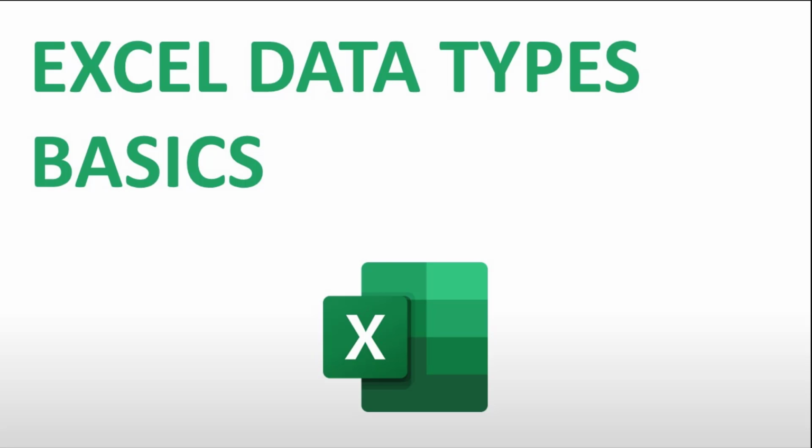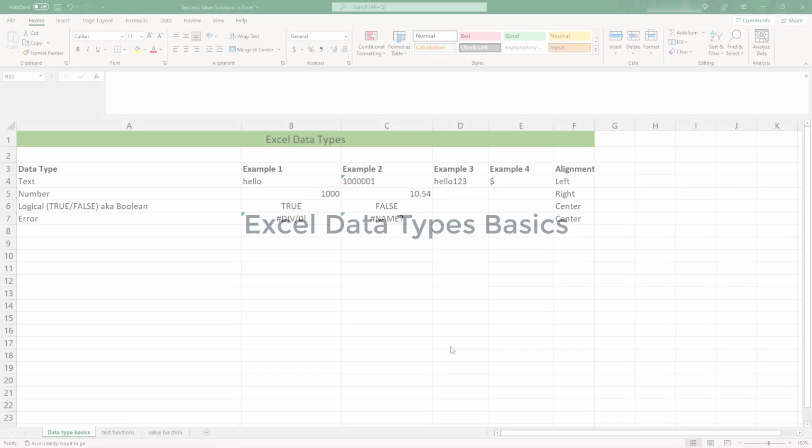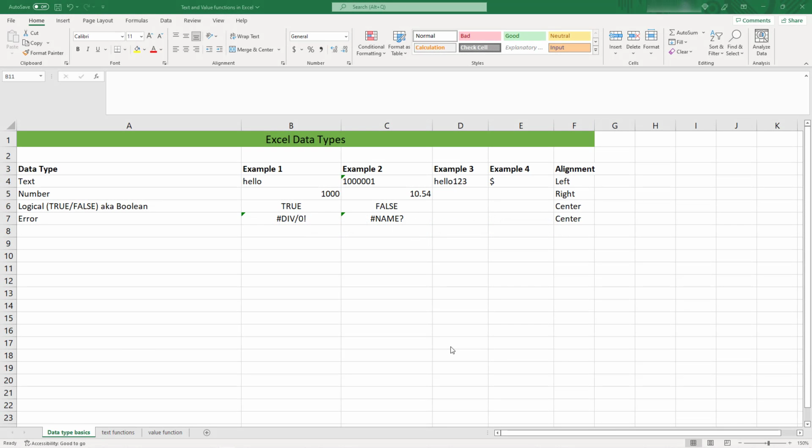In this video, you will learn the basics about data types in Excel. Knowing how data types work is crucial foundational knowledge in Excel, so please watch the video in full. Let's get started. Excel has four basic data types. They are text, number, logical, and error.